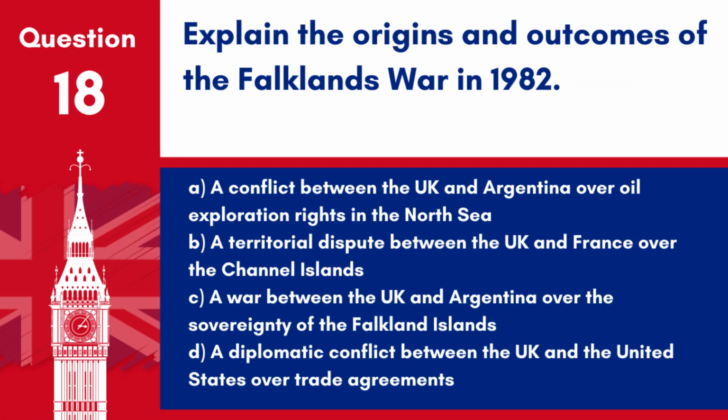Question 18. Explain the origins and outcomes of the Falklands War in 1982. A. A conflict between the UK and Argentina over oil exploration rights in the North Sea. B. A territorial dispute between the UK and France over the Channel Islands. C. A war between the UK and Argentina over the sovereignty of the Falkland Islands. D. A diplomatic conflict between the UK and the United States over trade agreements.